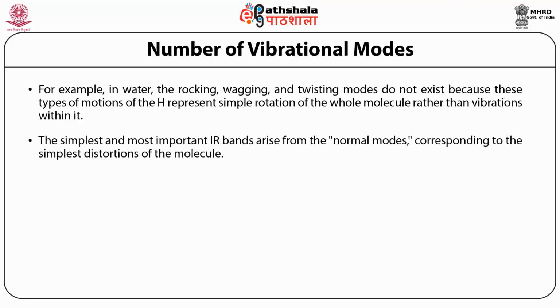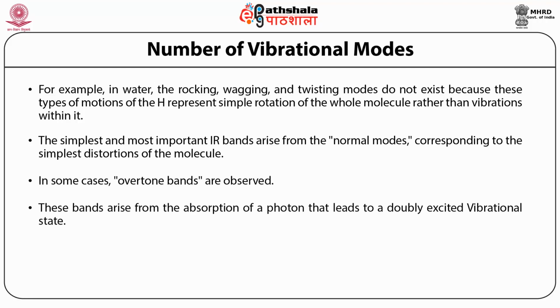The simplest and most important IR bands arise from the normal modes corresponding to the simplest distortions of the molecule. In some cases, overtone bands are observed. These bands arise from the absorption of a photon that leads to a doubly excited vibrational state.